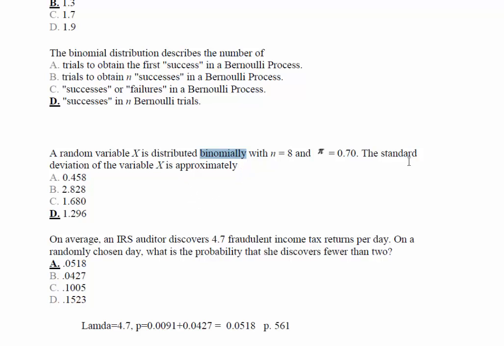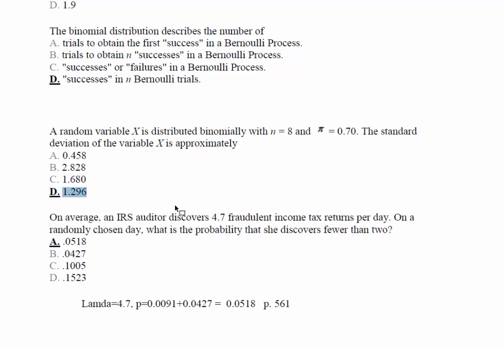The standard deviation S should equal the square root of n pi times 1 minus pi. What's n pi times 1 minus pi? We know n is 8, pi is 0.7. 1 minus pi, 1 minus 0.7 will be 0.3. So 8 times 0.7 times 0.3 will give you 1.68. You take the square root of that, and it should give you 1.296.